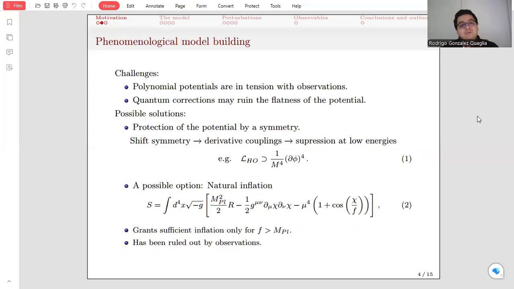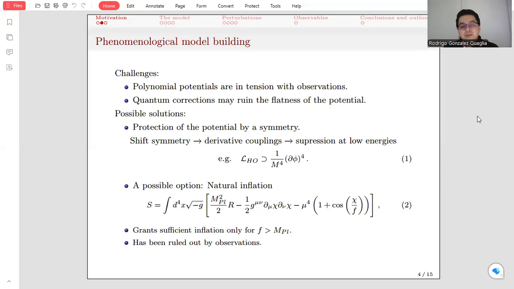Then let's move on to the phenomenological model building, and how can we write down a model of inflation and what do we need to consider. Among the many challenges to write a successful model of inflation, we know that polynomial potentials of inflation have been ruled out by observations because they overproduce tensor fluctuations. A second challenge comes from the requirement of having this flat region of the potential, which is in general ruined by the presence of higher order operators in the Lagrangian.